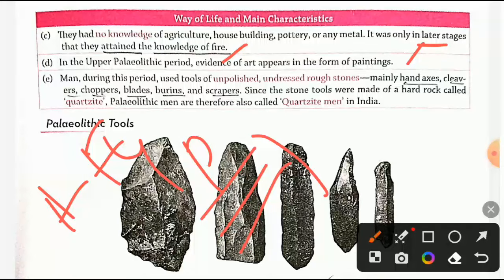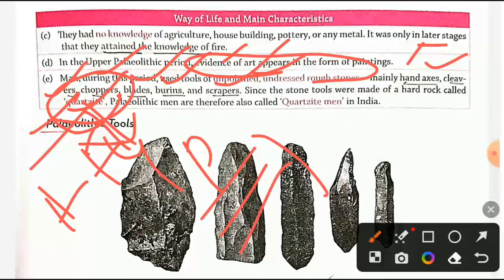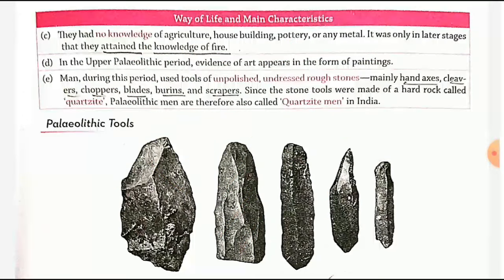Man during the period used tools of unpolished, rough stones. They used unpolished tools since they did not have knowledge of different tools, mainly hand axe, choppers, blades, burins and scrapers. These were the tools they used during the time of Paleolithic. The Stone Age tools were made of hard rocks called quartzite. This is also very important. Paleolithic men are therefore also called quartzite men. So Paleolithic men were called quartzite men.